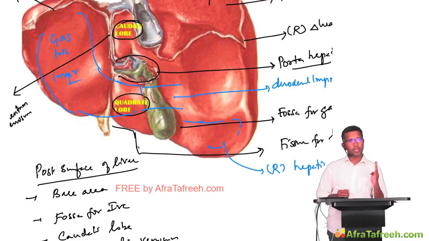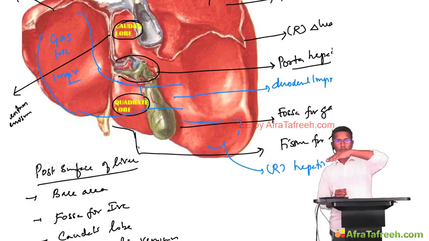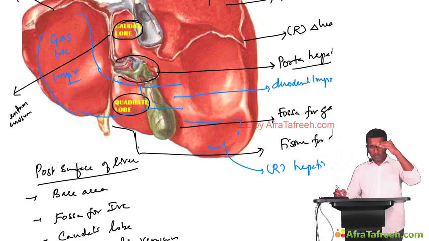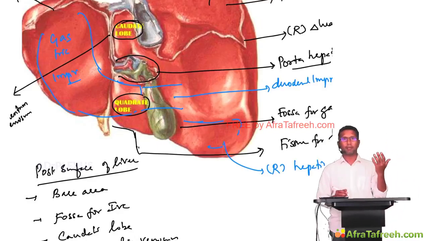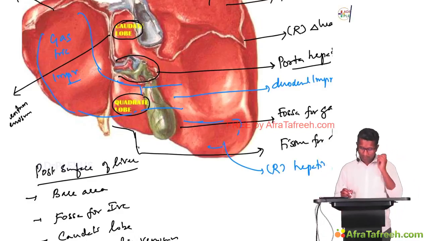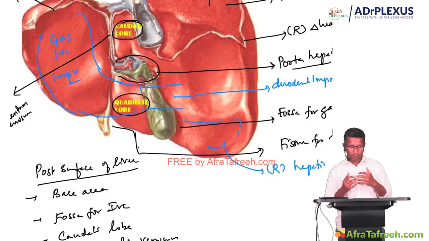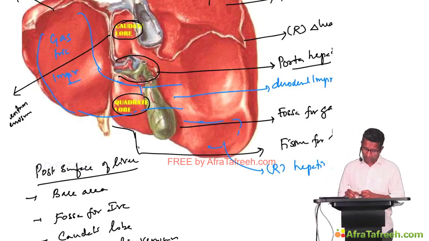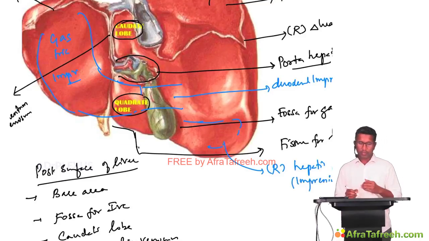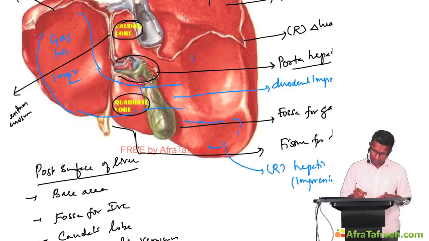You know that the ascending colon becomes the transverse colon. The flexure present below the liver is called the right hepatic flexure, so the impression of the right hepatic flexure is present here. Slightly behind is the impression of the right kidney. You also get the impression of the right suprarenal gland here.